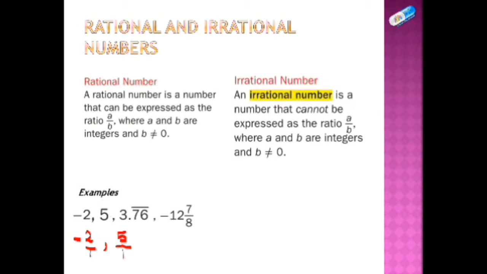An irrational number is a number that cannot be expressed as the ratio a over b, where a and b are integers and b is not equal to 0. So this means that an irrational number is directly the opposite of a rational number.